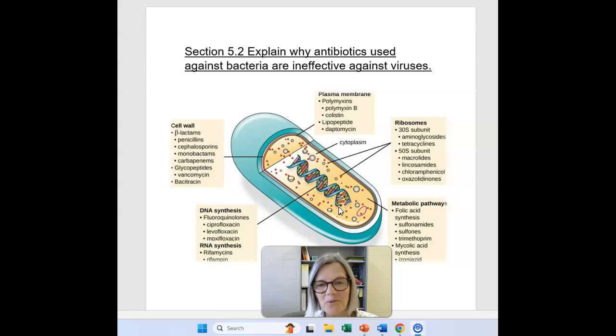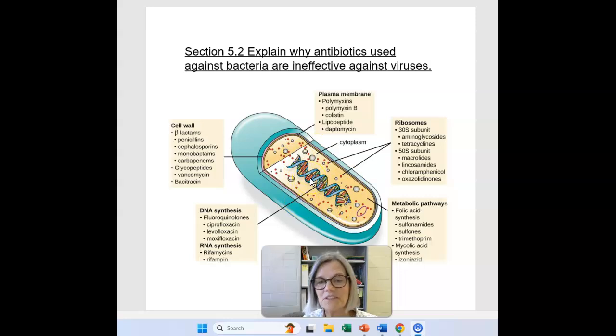And so let's go back to that. Why are antibiotics used against bacteria ineffective against viruses? Because we're not targeting any of the viral structures. It's targeting only the host cells.